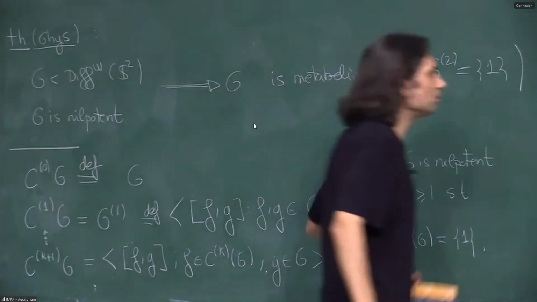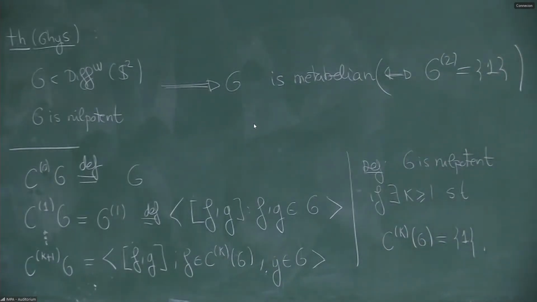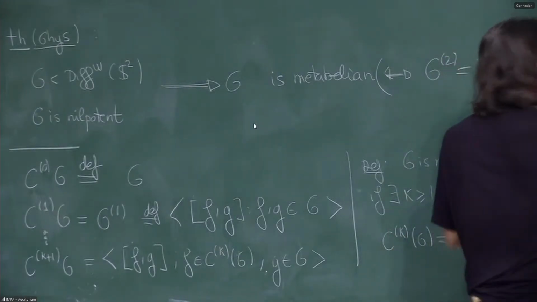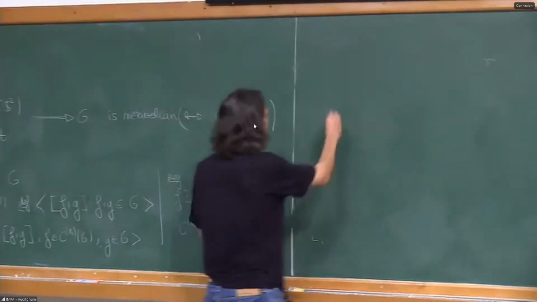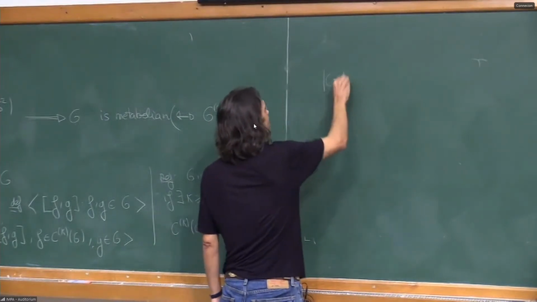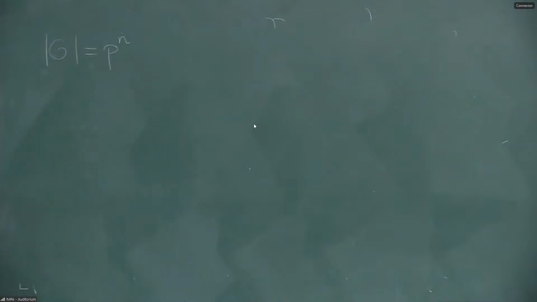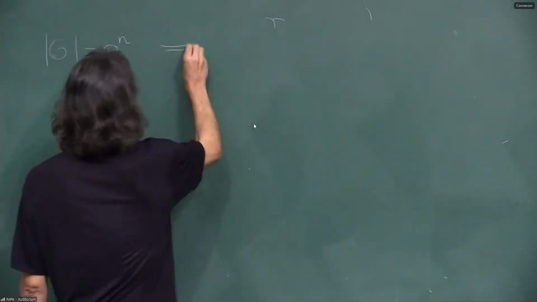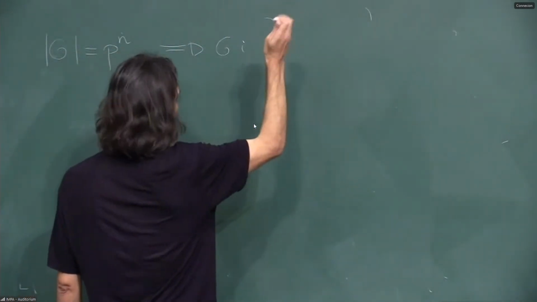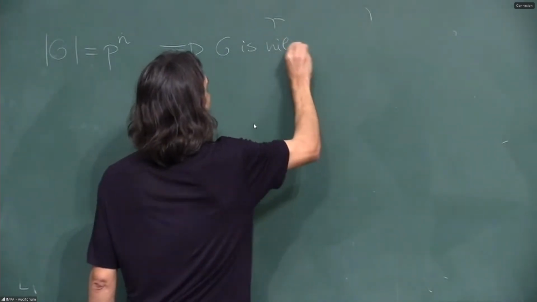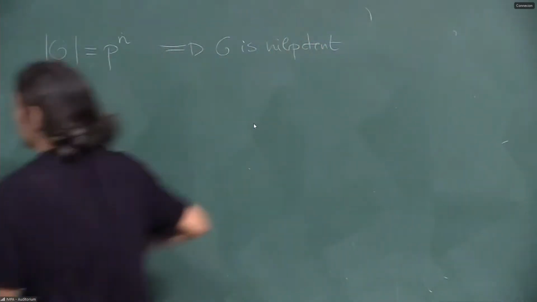For instance, if you remember something from your group theory courses, there is a result that says that if you have a group that has p to the n elements, where p is a prime number, then it's always nilpotent. This is a consequence of the Sylow theorems. And okay, next day I can start with this.